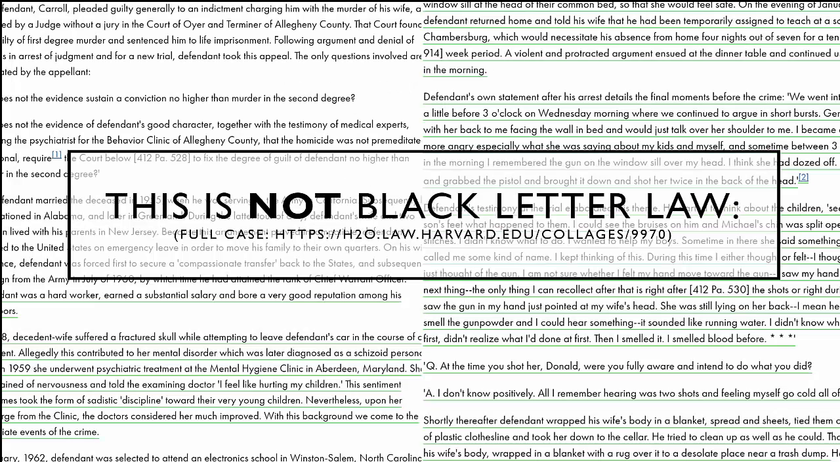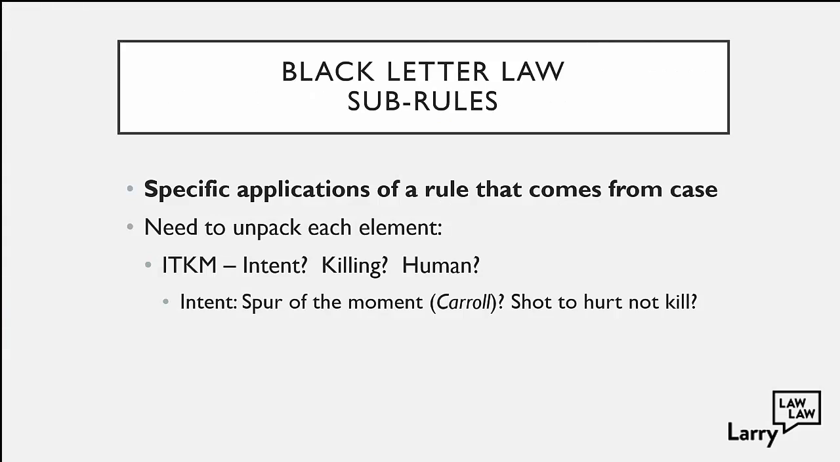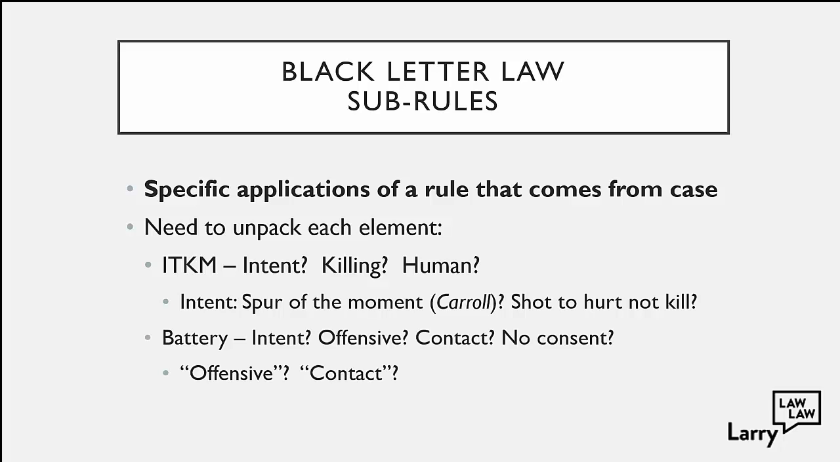Now, again, we go back to this stuff that's not black letter law, the case of Carroll. There is a black letter law that comes from this case that says, yes, a spur-of-the-moment killing is still enough to satisfy the intent standard of intent to kill murder. How about shooting someone with the intent to hurt but not kill? Sometimes that'll satisfy the intent part of intent to kill murder. How about battery? Each of these elements can be unpacked and analyzed to death.